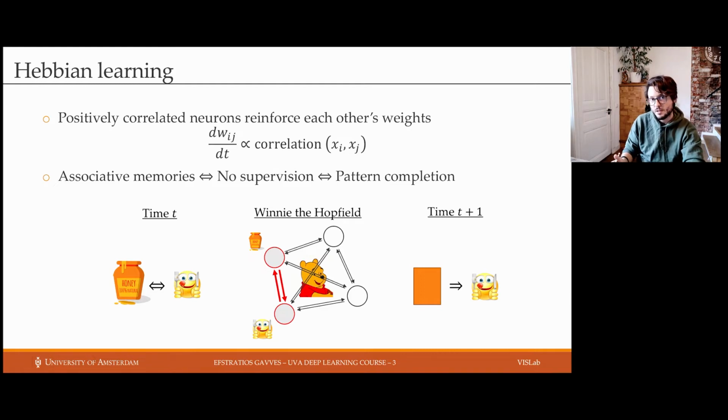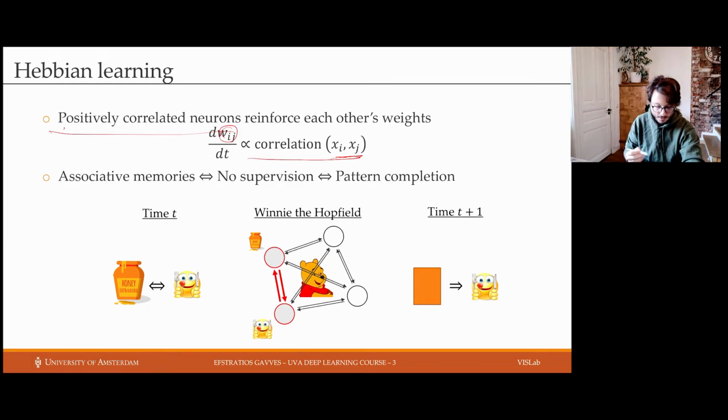That helps us learn associative memories. Basically, the idea is inspired by biological neurons, and it is founded on the premise that positively correlated neurons should reinforce each other's weights. So the weight that connects the jth neuron with the ith neuron should be proportional to the correlation that we have in the neuron response between these two nodes. Intuitively, you can think of it like that.